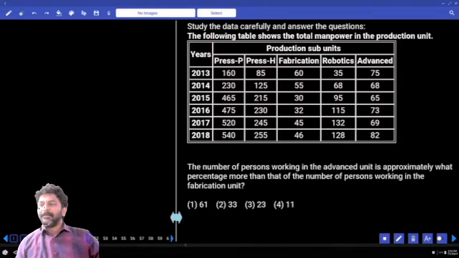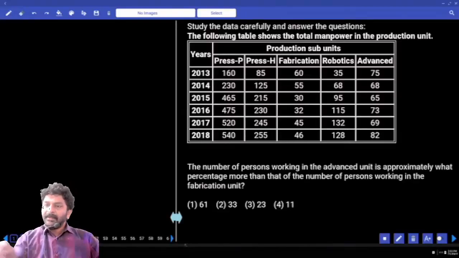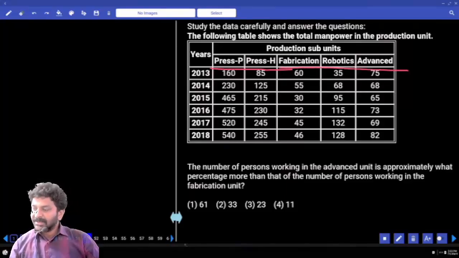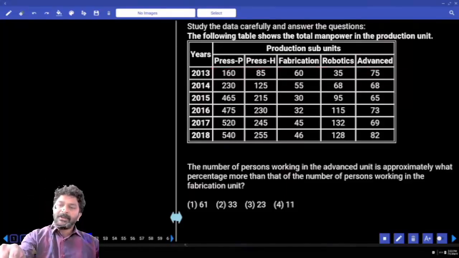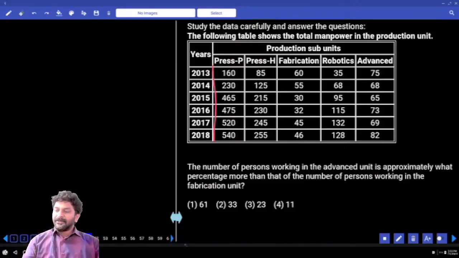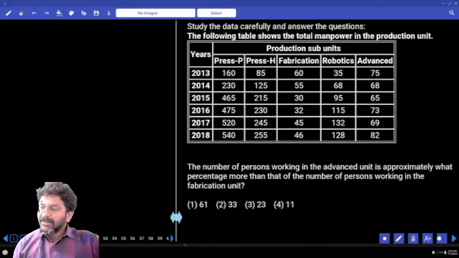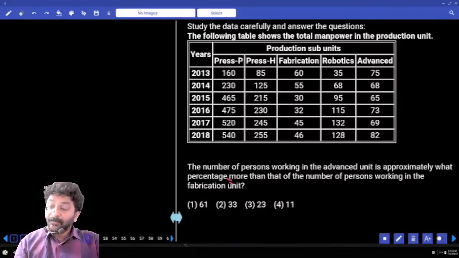Total manpower in the production unit: press PH, fabrication, robotics, and then advanced. Total how many years do we have? 6 years of data. Number of persons working in the advanced unit is approximately what percent more than the number of persons working in fabrication? Advanced and then fabrication, right? The sum of these two we need to calculate first.